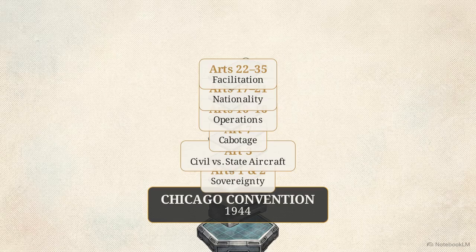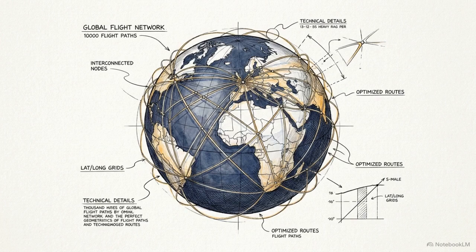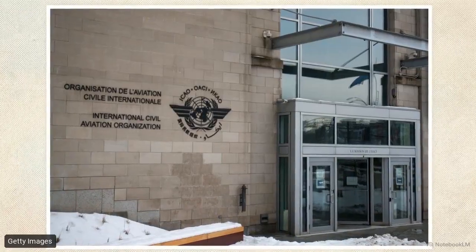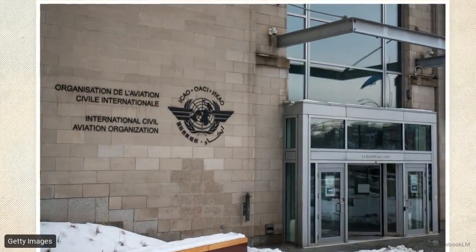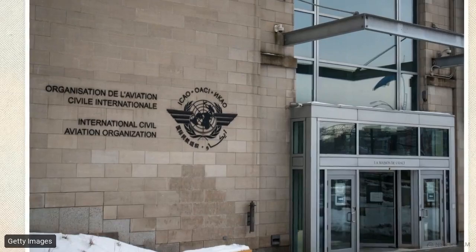Finally, Articles 37 through 42 mandate the adoption of international standards and require states to notify the Council of any differences between national practices and those standards. The Chicago Convention provides the constitutional framework that makes a unified global aviation system legally possible. To manage this framework, the Chicago Convention created the International Civil Aviation Organization.